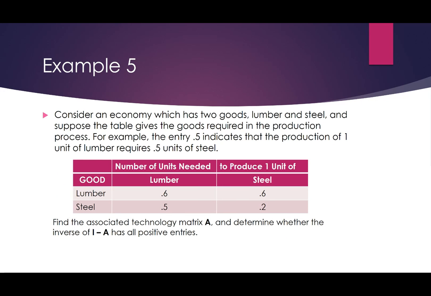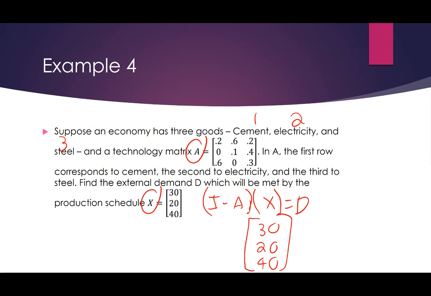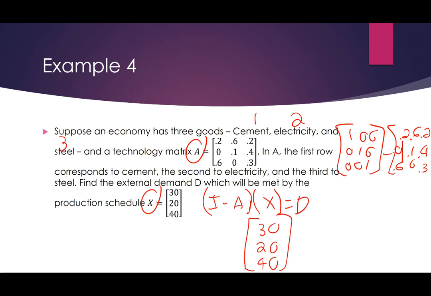But what's I minus A? So remember, I is just, in this case, a 3 by 3 matrix. I is just 1, 0, 0, 0, 1, 0, 0, 0, 1. That is your I matrix, and you're subtracting A from this. So you have 0.2, 0.6, 0.2, 0, 0.1, 0.4, 0.6, 0, and 0.3.